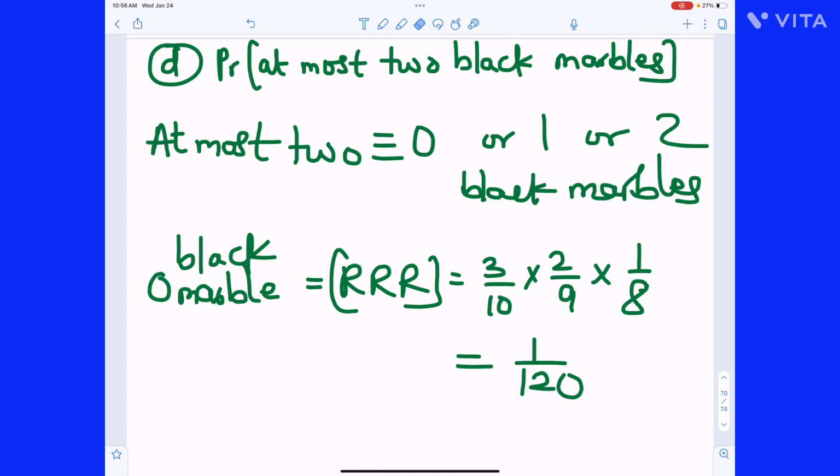Times 1 over 8. 3 over 10, 3 red out of 10 the first time. Second time you choose, there'll be 2 reds left out of 9. So probability of choosing a red marble the second time is 2 over 9. The third time you choose, there'll be 1 red marble left out of 8. Probability of choosing a red marble is 1 over 8. That's 1 over 120 altogether.